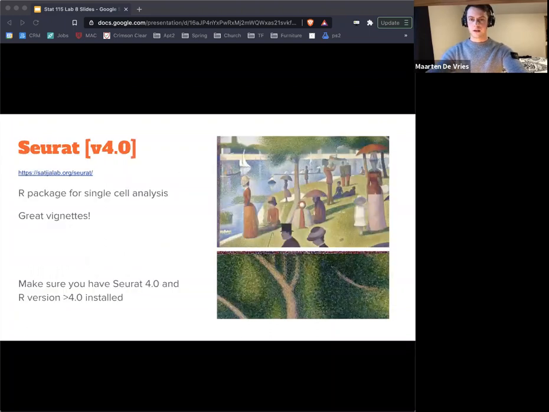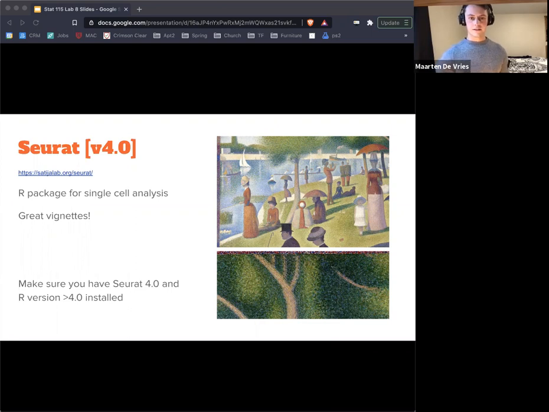So let's all try and open up our RMD files, and let's go have a look at Seurat. I'm basically walking you through the basic clustering tutorial that's also on the Seurat website. So make sure you have it open. I'll give you a minute to do that.